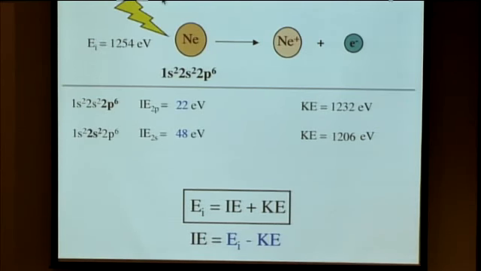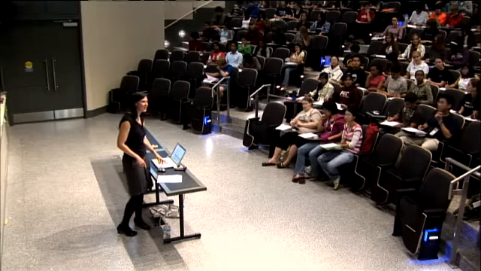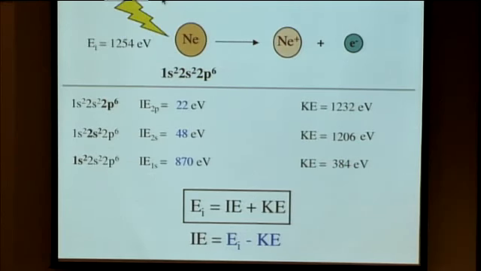And let's look at the final kinetic energy that we'd observe in this spectrum, which is 384 electron volts. So what is that third corresponding ionization energy? I couldn't quite hear, but I have a feeling everyone said 870 electron volts.